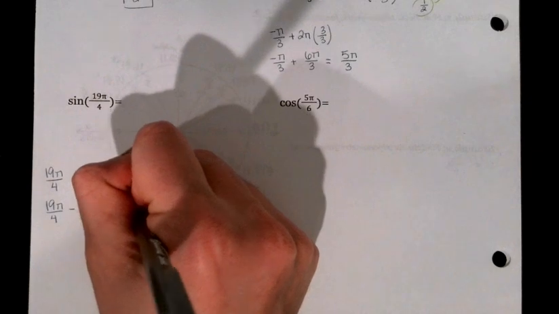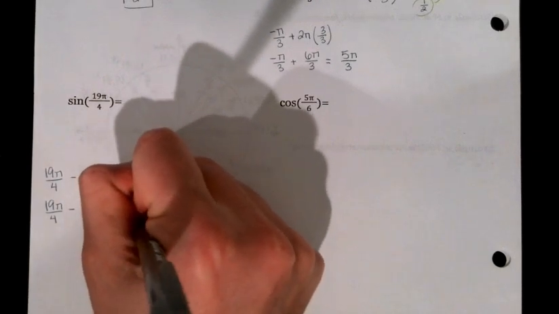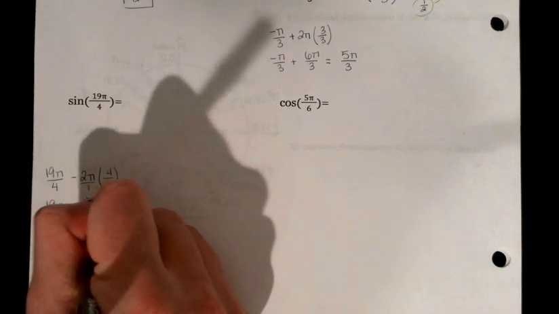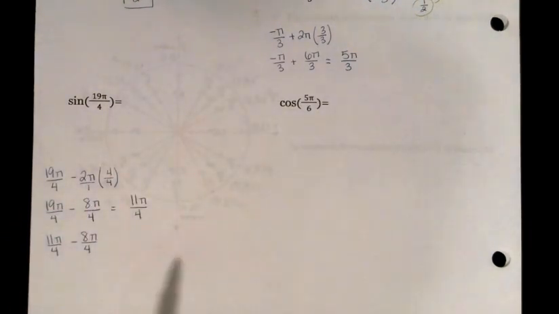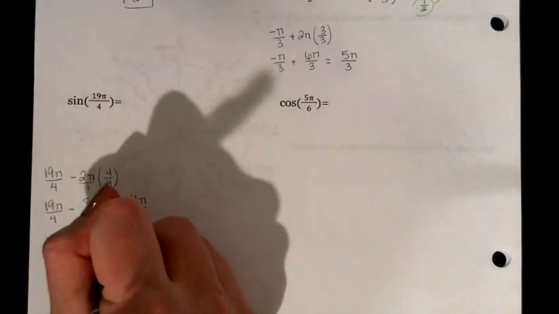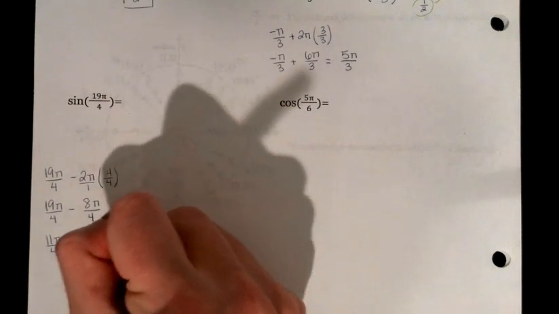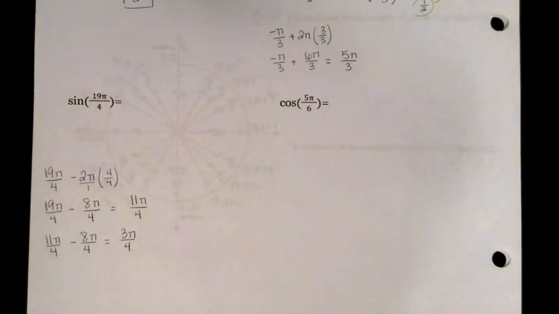Well, 19 pi minus 8 pi would be 11 pi. My denominator stays the same. 11 pi over 4 is actually still too big, so I'm going to subtract again. So I'm going to bring that down here. Since I already made common denominators, I know I'm subtracting 8 pi over 4 from it. So 11 pi minus 8 pi is 3 pi, and then I have the same denominator.